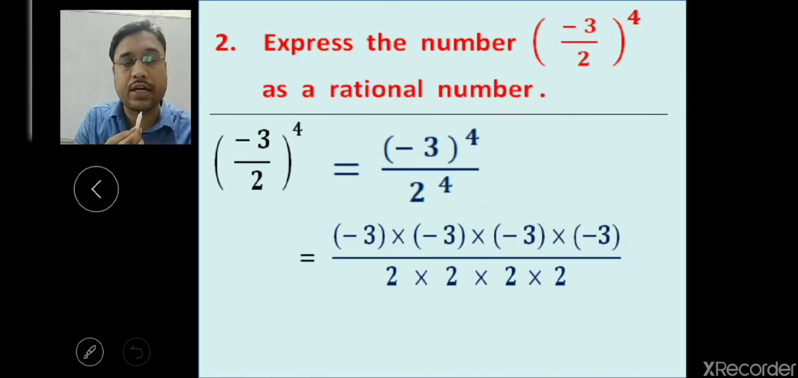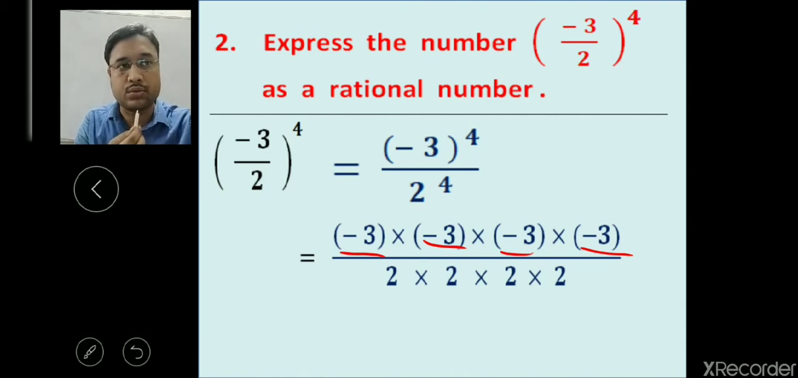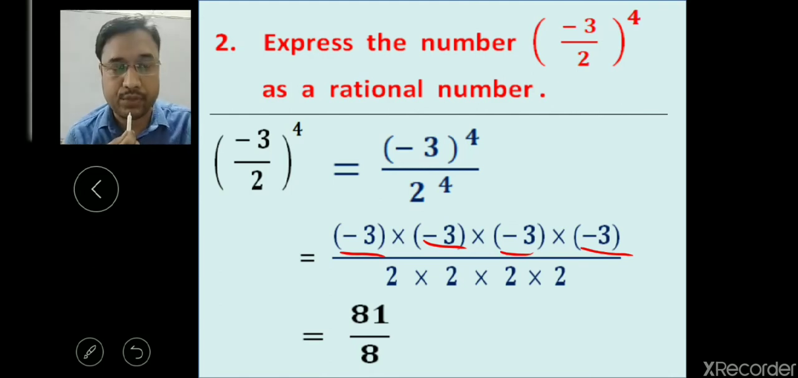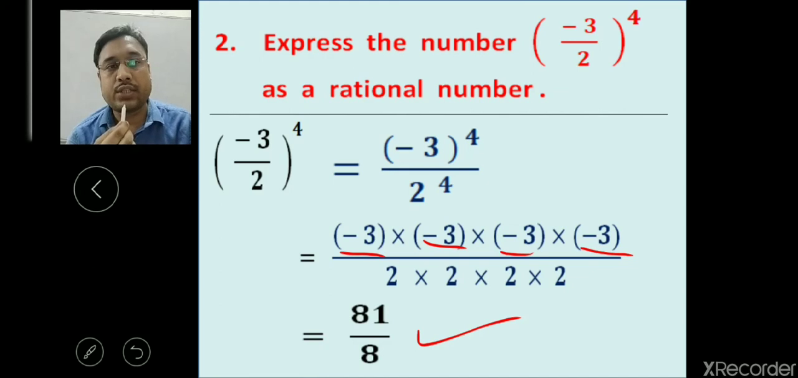The result will come with 4 power, so 4 times we have to multiply: minus 3 into minus 3 into minus 3 into minus 3. And downside it is 4 power on 2 also, so 2 into 2 into 2 into 2, 4 times you will do. So the result is 81 by 16. So this number is a rational number which is equal to this exponential form number, minus 3 by 2 to the power 4.